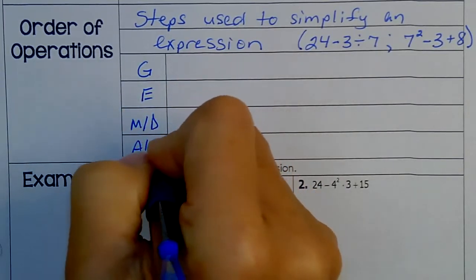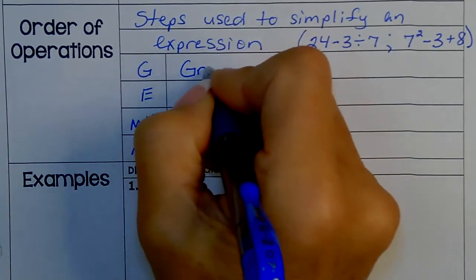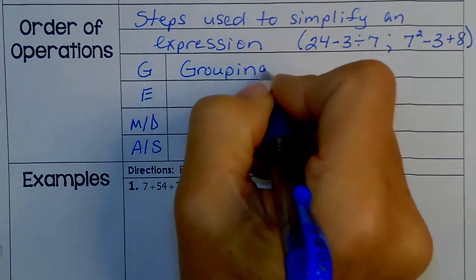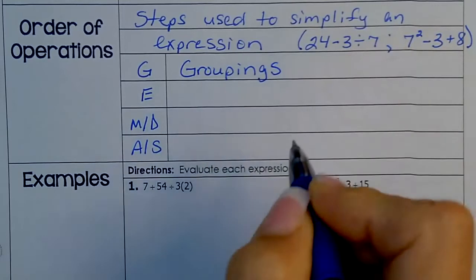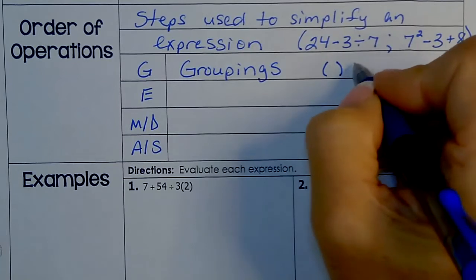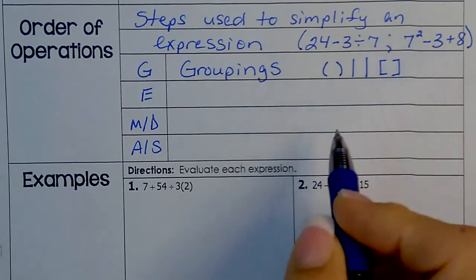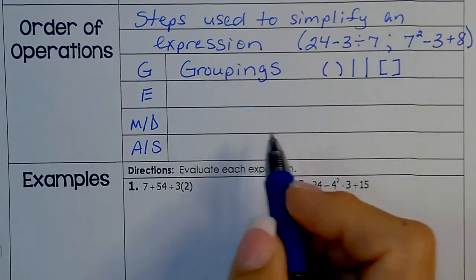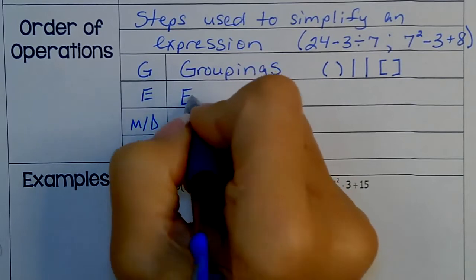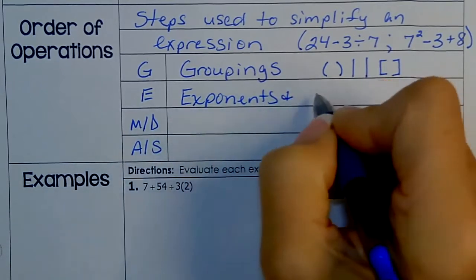You may have heard of PEMDAS. GEMDAS is similar. It's just that G stands for groupings. So groupings can include things in parentheses, absolute value, brackets. Next, the E stands for exponents and radicals.